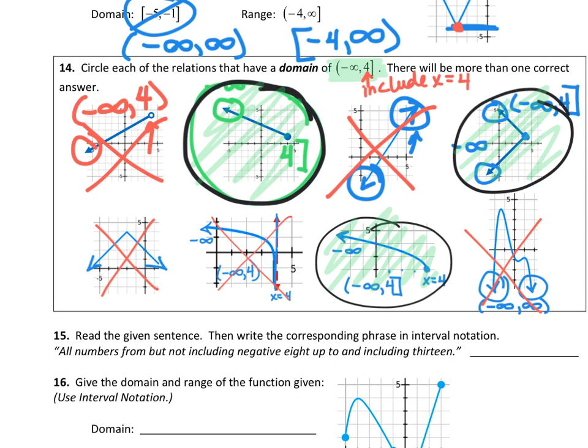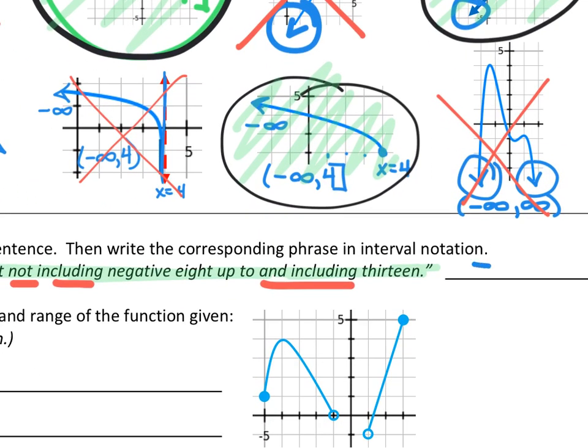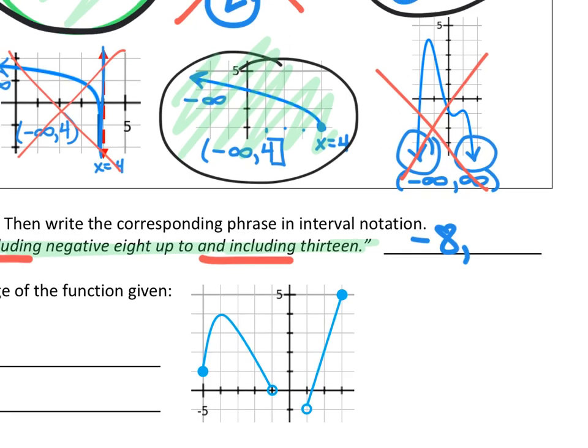Now, we have to write this statement in interval notation. All numbers from, but not including, those are important words, not including -8 up to and including 13. Well, let's start with the -8 to 13 part. So -8 to 13. The not including -8 is a round parenthesis. Including 13 is the square bracket.